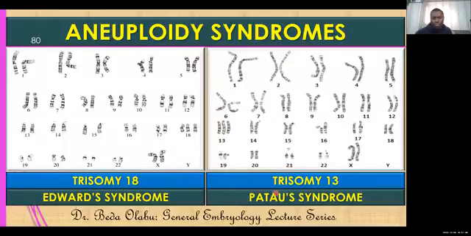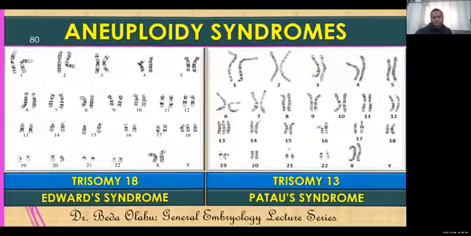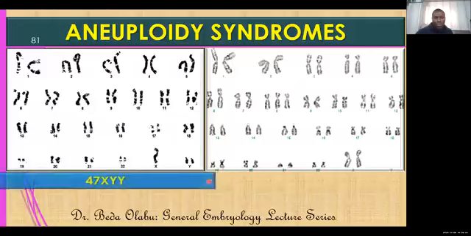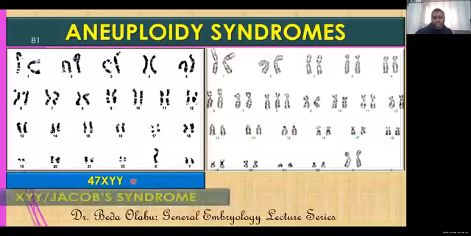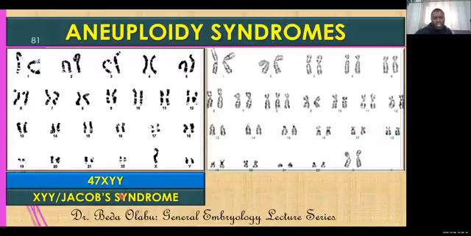But then Patau may not actually be so compatible with life. The children may be born and live maybe a few months, then they pass on. They die in the perinatal period. We can have 47XYY. These ones actually live to term. They can actually live into adulthood. This is what we call super male, or others call it Jacob syndrome.